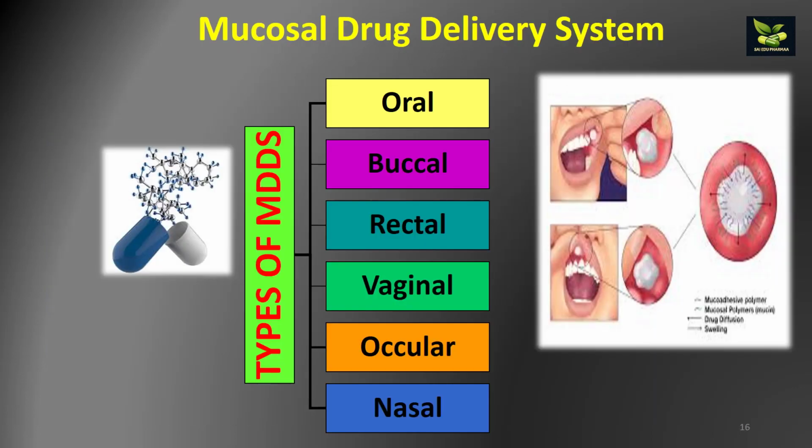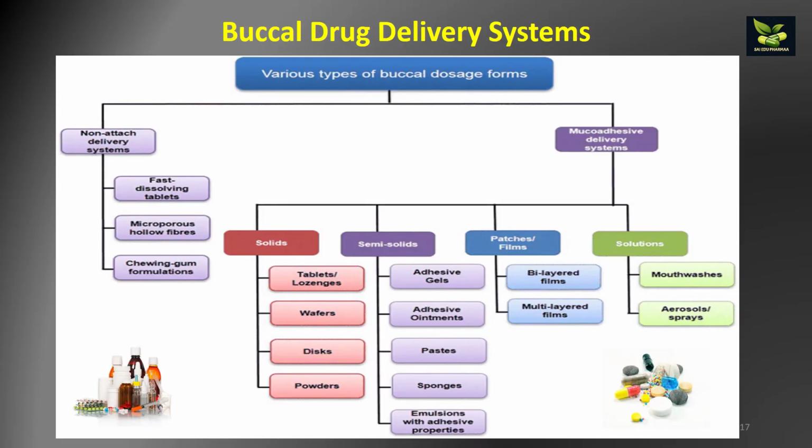Next comes mucosal drug delivery systems. So various types of mucosal systems include oral, buccal, rectal, vaginal, ocular, and nasal. Basically the organs where mucosa is present, we can deliver these drugs to that portion. Then comes buccal drug delivery system. What are the various types of buccal dosage forms? There are two categories.